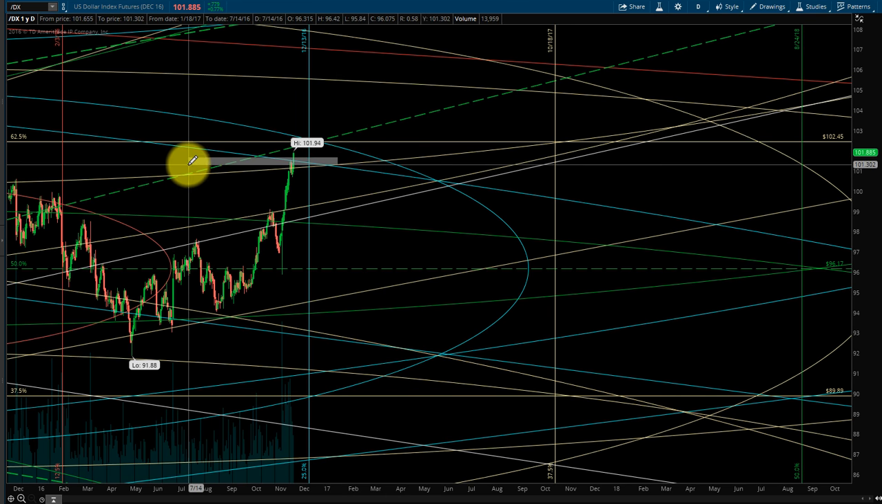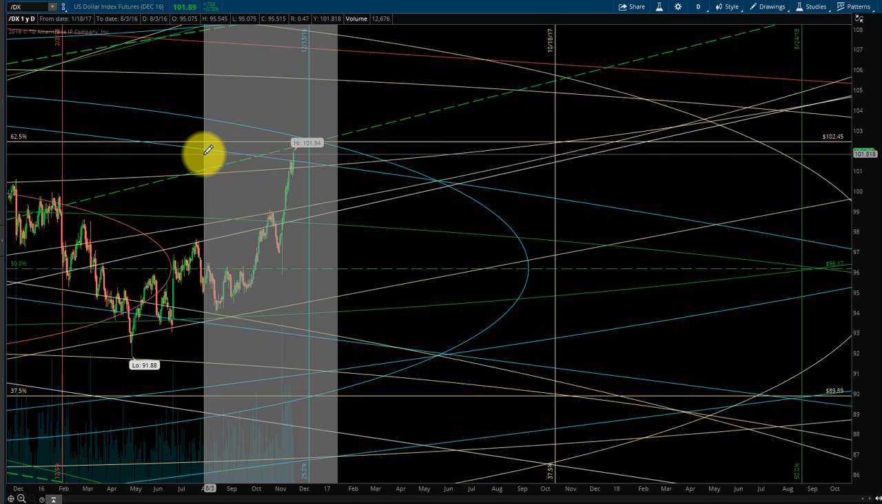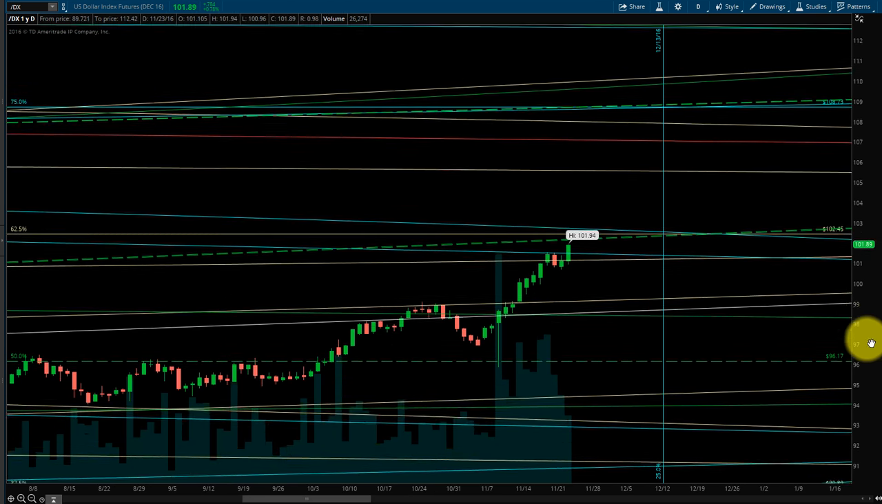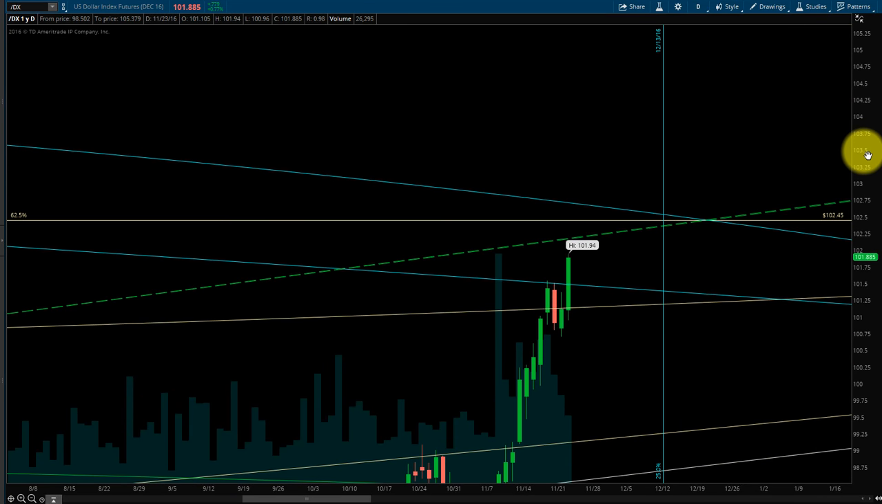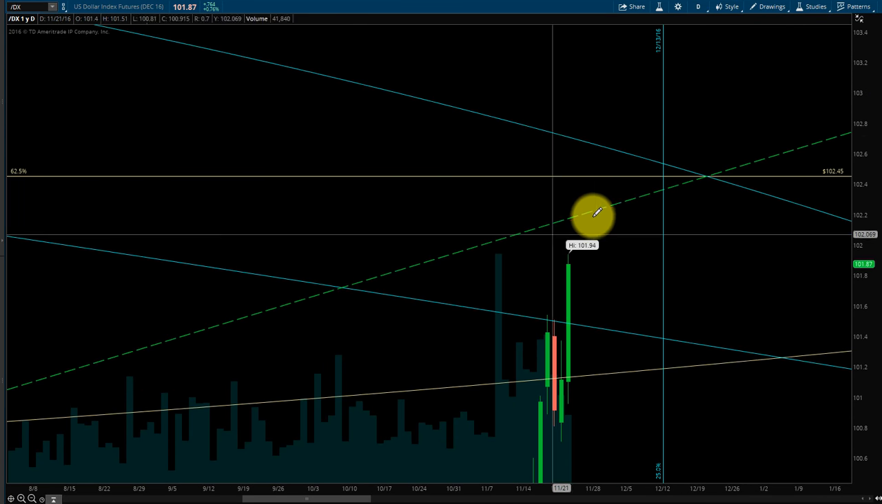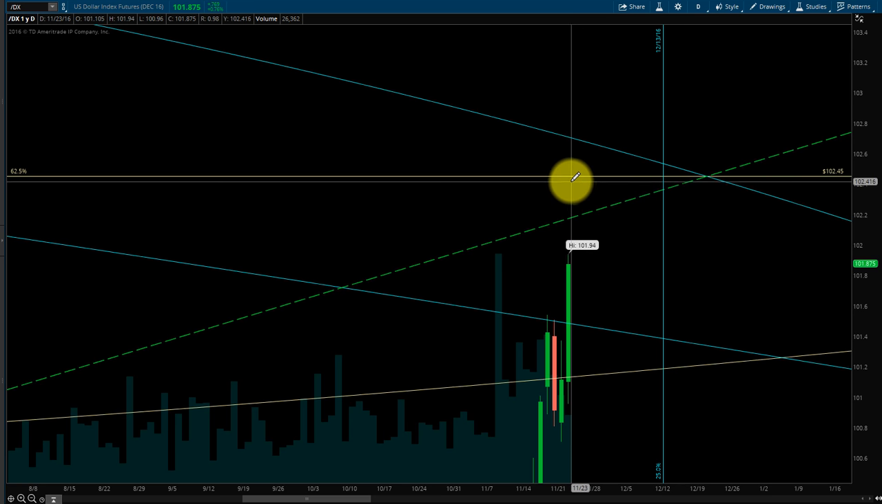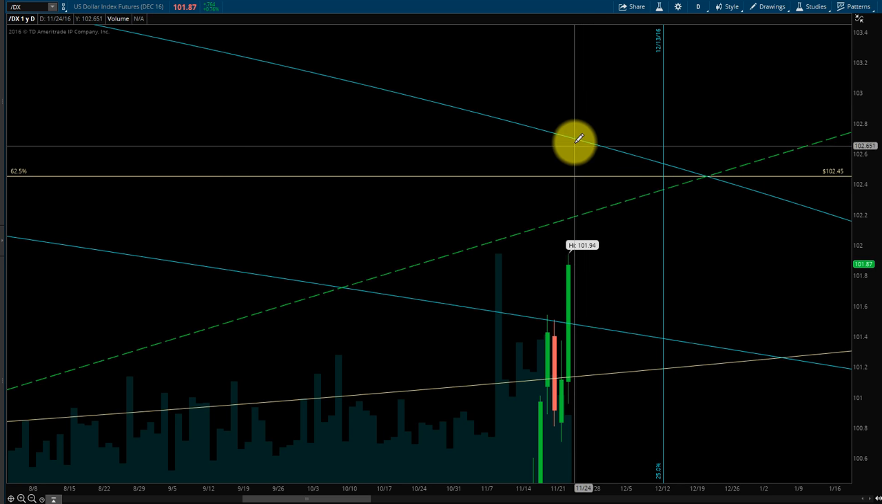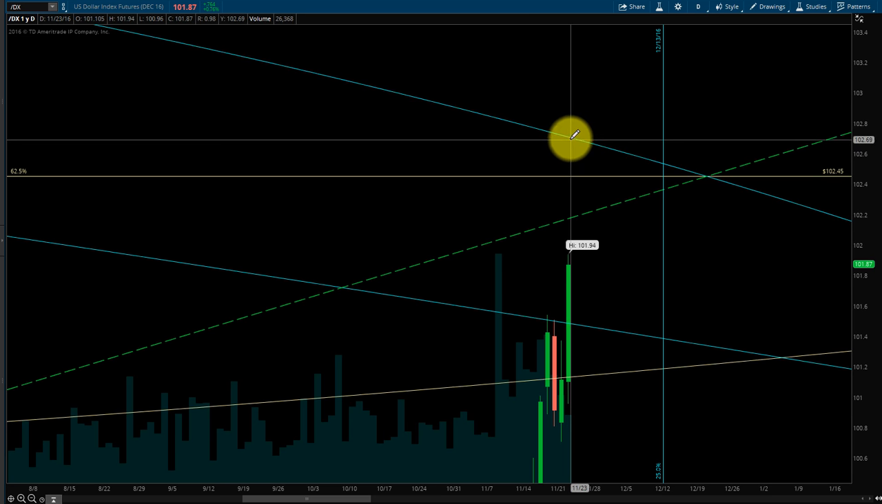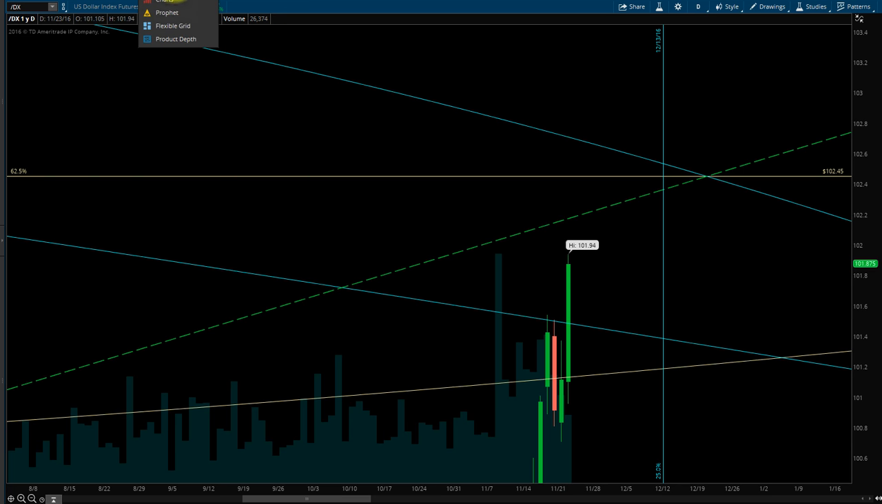Using the Gann grid, we get a little closer. You can see this is the 45, and that's that 102.17, 102.45, and then there's an arc right here, which is at 102.70. Those are the things I'm looking at.